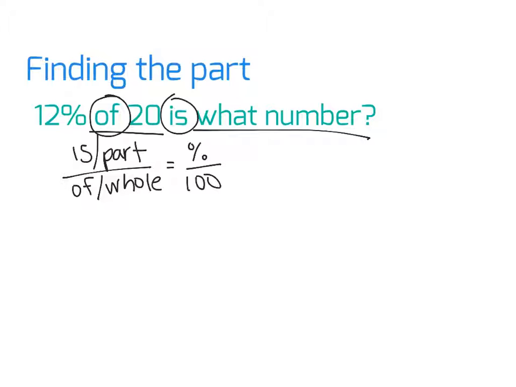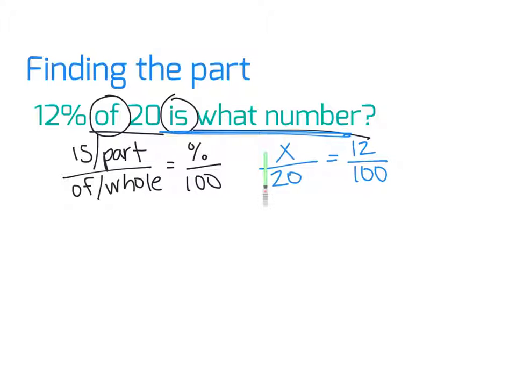So if I fill in these parts of my ratio, I have is what number? Well, I don't know, so that's where I'm going to put my variable. My whole is going to be 20. So what number is 12% of 20? 20 is that whole. And then 12% written as a fraction is just going to be 12 over 100. This right here is exactly how you set up the proportion in order to solve it.